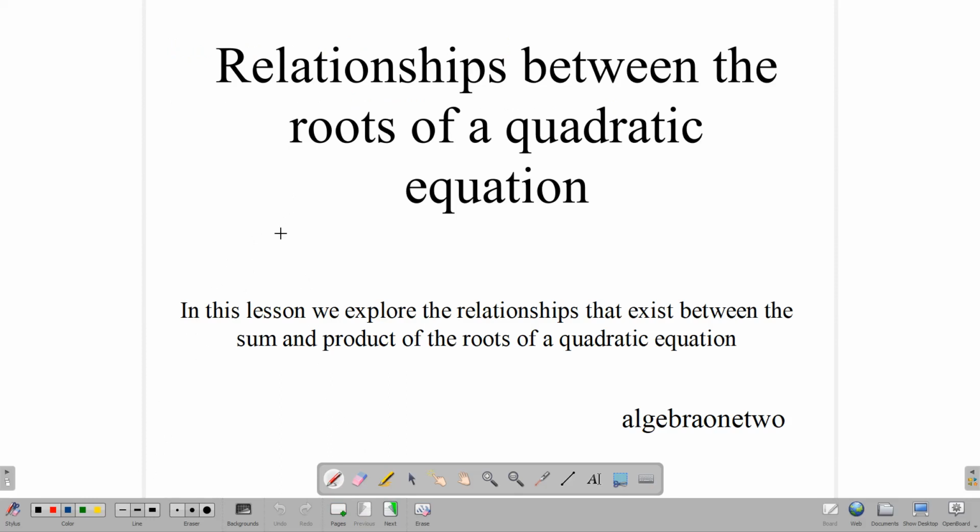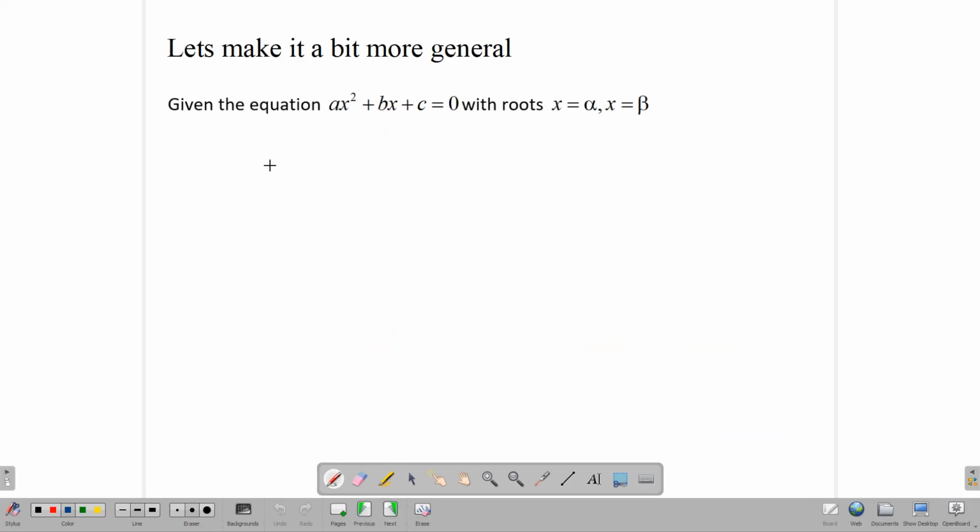In this lesson we are going to be looking at the relationships between the roots of a quadratic equation. Let us start this discussion by looking at the general equation ax squared plus bx plus c equals 0 with roots x equal alpha and x equal beta. Now, if x equal alpha is a root, then we understand that x minus alpha is a factor. Likewise, if x equal beta is a root, then x minus beta is a factor.